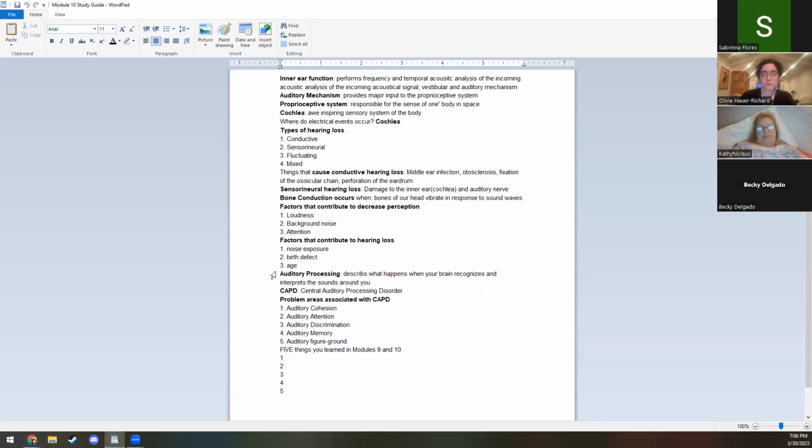I actually got this one wrong on the quiz. I put focus ground instead of figure ground. So I know I'm going to get a point off that. So again, you just need to know what these are. You don't need to know the definitions. Just know that these are the problems.